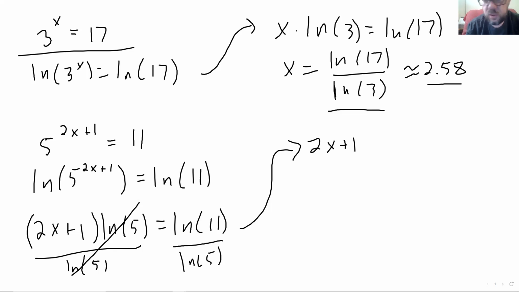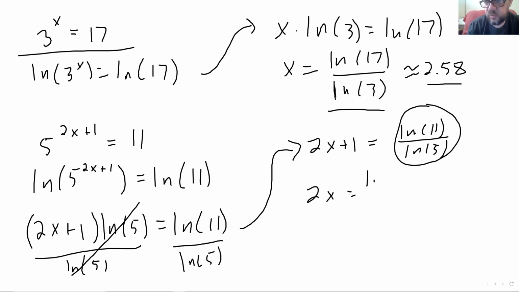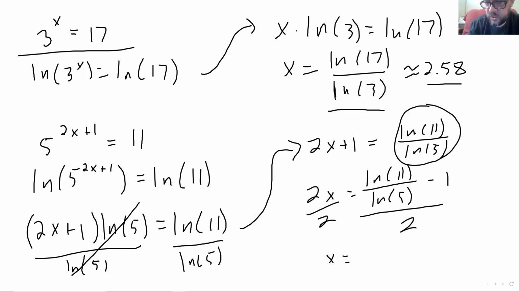So we got 2x plus 1 equals natural log of 11 over natural log of 5. And at this point, you could certainly put this into a calculator and use the decimal approximation for the rest of the problem if you wanted to. I'm not even going to bother doing that. I'm just going to subtract 1 from both sides. So 2x equals natural log of 11 over natural log of 5 minus 1. And then divide by 2. 2 over 2. So x is this messy looking expression, ln of 11 over ln of 5, getting a little tight here, minus 1 all over 2.